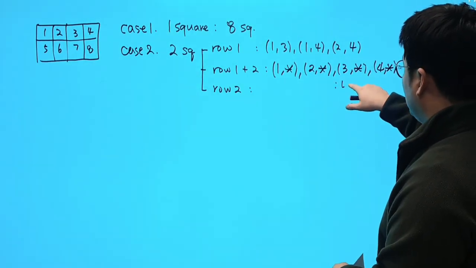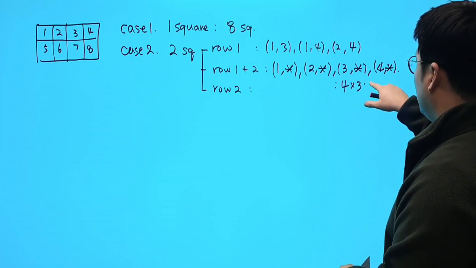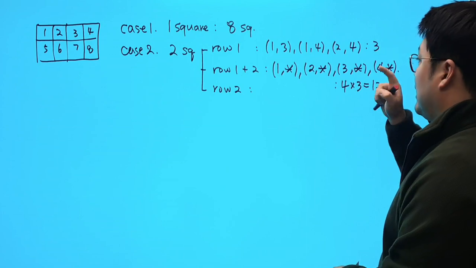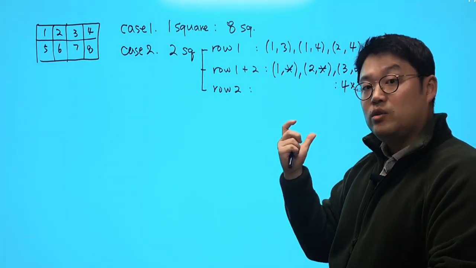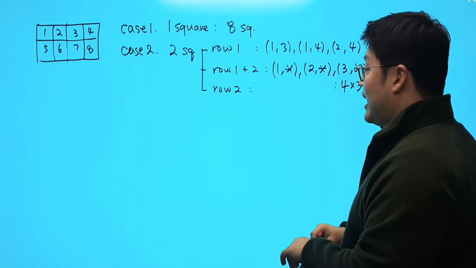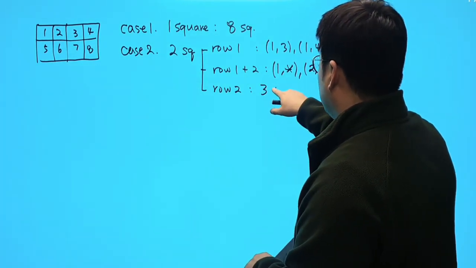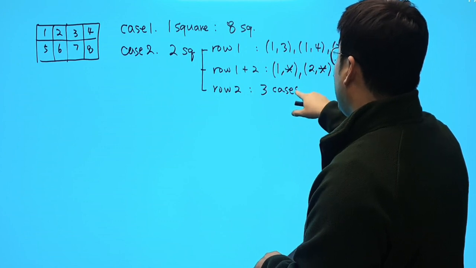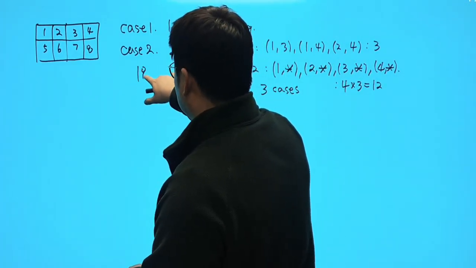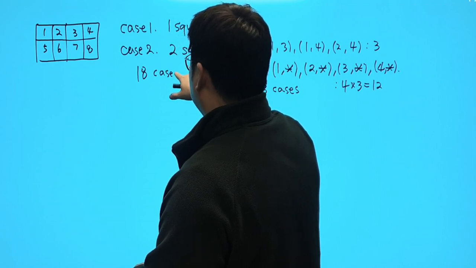So in other words, I need to multiply 4 by 3. We end up getting 12 cases. Now we get 3 cases on top. Row number 2 containing both squares would be 5 and 7, 5 and 8, and 6 and 8. So we get 3 cases too. If I add it up, we get 18 cases in total.